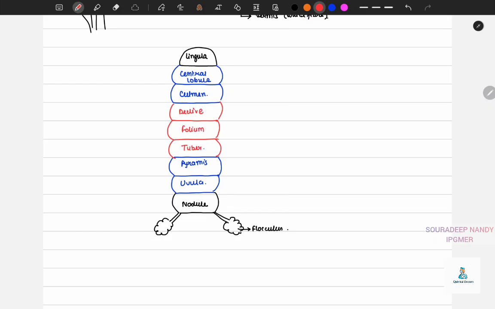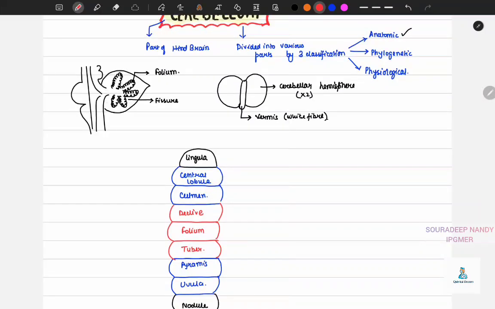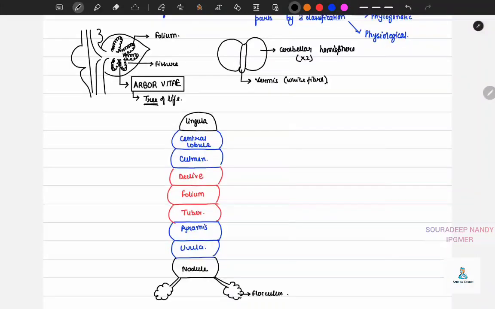You can see that these names, folium, tuber, lingula, nodule, are plant-derived names, because this sagittal section of the cerebellum looks like the arbor vitae, which was compared to the tree of life. As there is a tree, that is a plant, these names are also plant-derived. Now let us draw the parts of the cerebellar hemisphere. Here is one part named ala, which is connected to the central lobule. Below this, it is known as the quadrangular lobule.